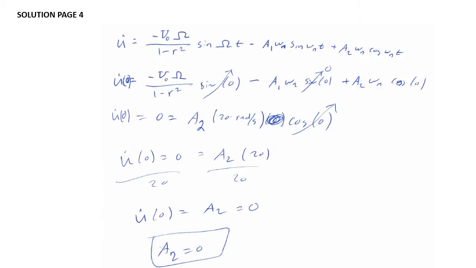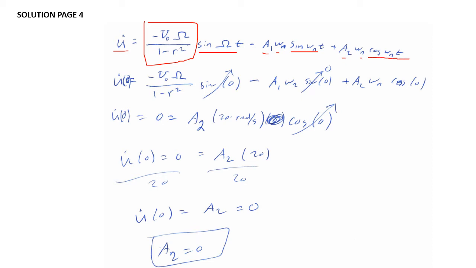In order to solve for A2, we're going to take the derivative of that expression from 4.11, where we have u dot equal to negative u naught times omega over 1 minus r squared times the sine of omega t, minus A1 omega n sine omega n t, plus A2 omega n cosine omega n t.